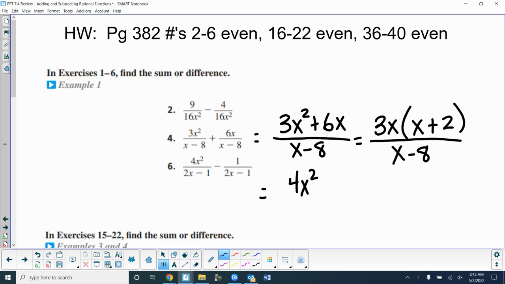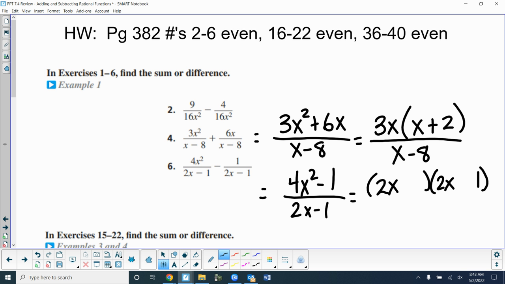4x squared minus 1 is a difference of squares. And when I factor that, the square root of 4x squared is 2x, and the square root of 1 is a 1, and then what do we do on a difference of squares? 1's plus, 1's minus, right? So now I've got common factors that I can cancel. So the answer to that one you should have gotten is 2x plus 1 for number 6.